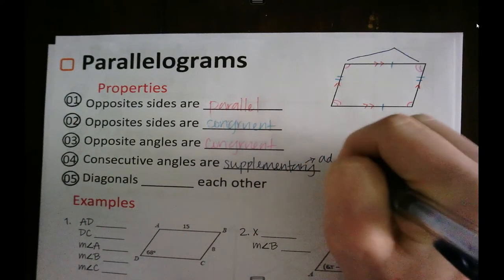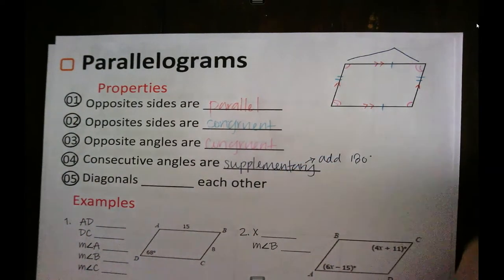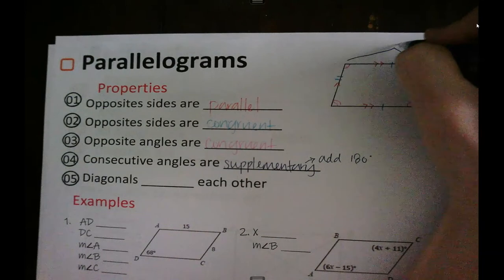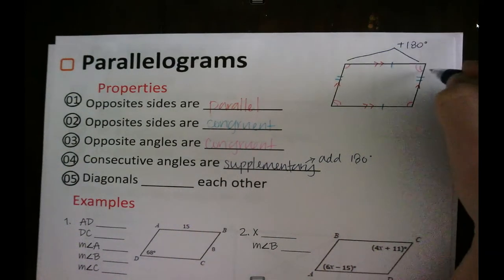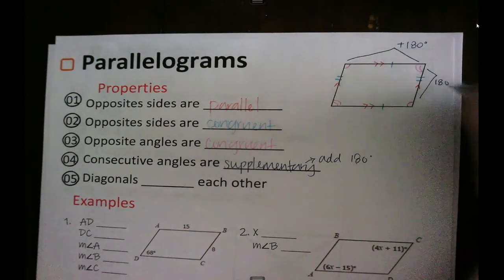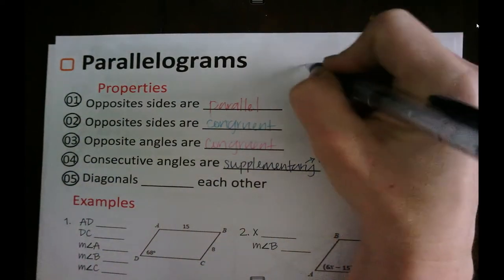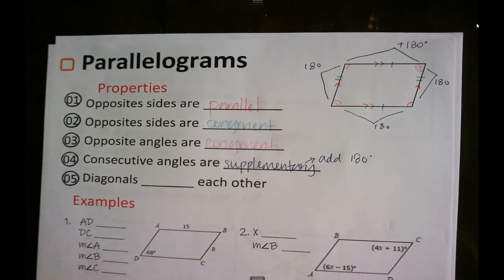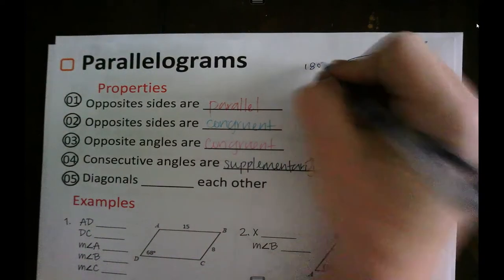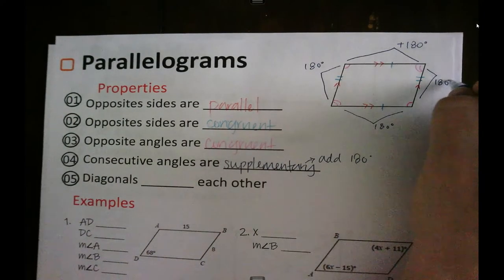That means they add to 180 degrees. So this angle plus this angle add up to 180. That means this angle plus this angle is 180, this angle plus this angle, this angle plus this angle. Each of these add up to 180 degrees.